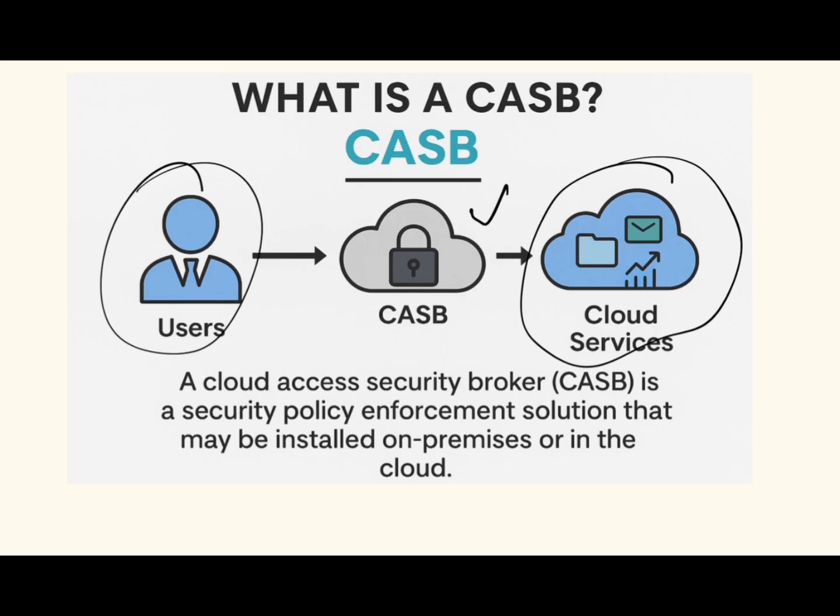deployment models. One is API-based CASB, which uses API to connect to cloud apps directly and monitor and control activities inside them. For example, Microsoft Defender for Cloud Apps, McAfee MVISION Cloud. Another is proxy-based CASB, which works as a proxy between the user and cloud app. All traffic goes through this checkpoint.